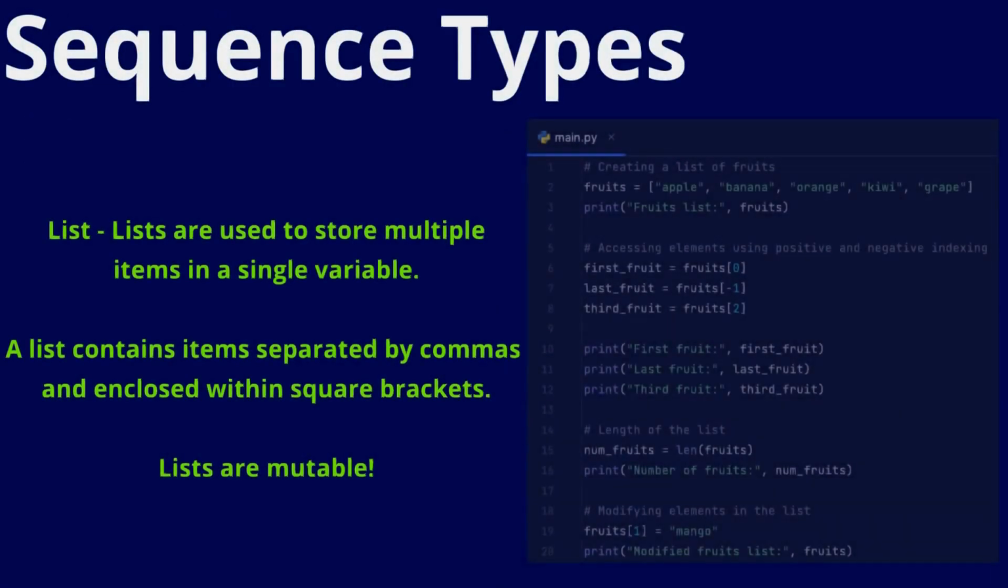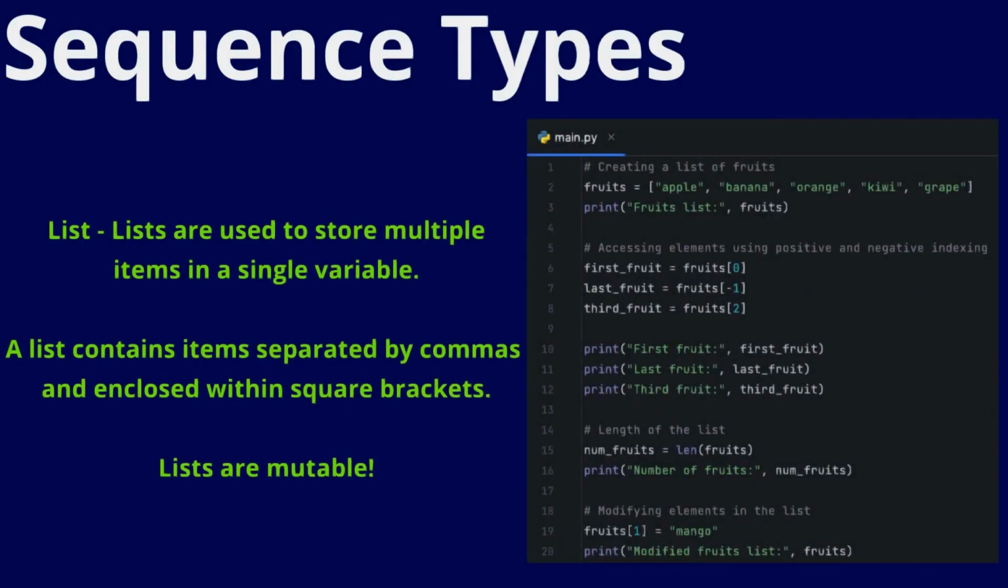Sequence types. The sequence data type in Python is used to store sequence data in an organized fashion. List. Lists are used to store multiple items in a single variable. A list contains items separated by commas and enclosed within square brackets. Lists are mutable, meaning you can add, remove, or modify elements after creating them. Even if the data is in a list format, you can access items individually by indexing. List items are indexed. The first item has index 0, the second item has index 1, etc.